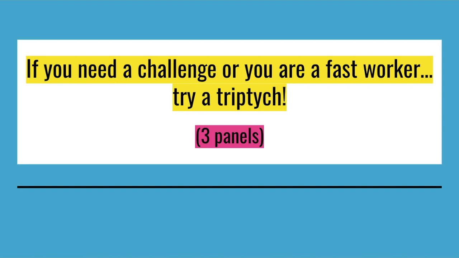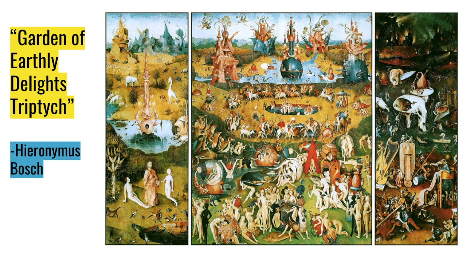If you need a challenge, or you know you're a really fast worker, you can try a triptych. So like a diptych is two parts, a triptych is three parts. So here's an example of a triptych by Hieronymus Bosch, and it's called the Garden of Earthly Delights triptych. So this one has three parts to it. So if you are a speedy worker, or you really like a challenge in art, you are welcome to do a triptych instead of a diptych. But if you are good with a diptych and that's the kind of concept you want to roll with, that is perfectly fine as well.